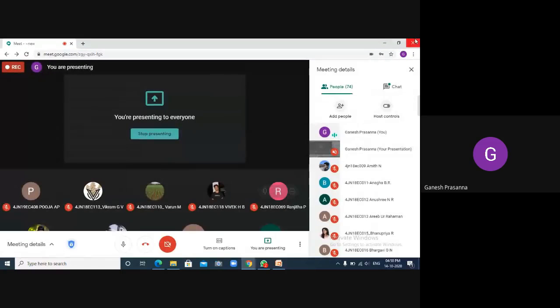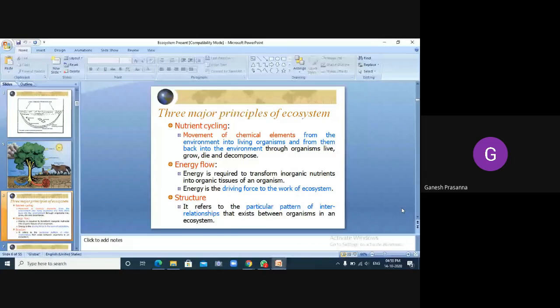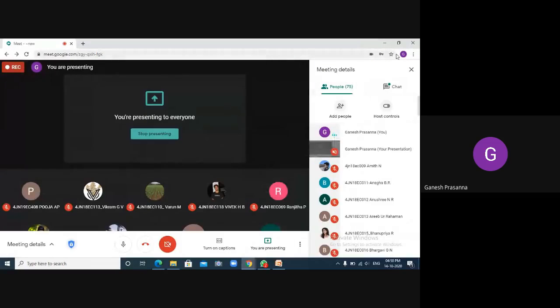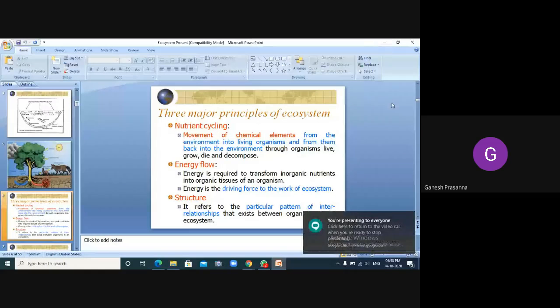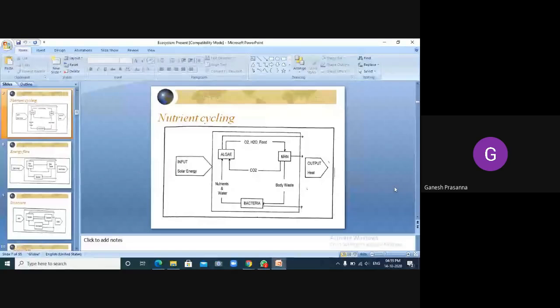Now for example, if there are a lot of mice or rats present in the environment, that always disturbs the paddy fields. But the snakes are dependent on the rats and other organisms. So if we kill snakes, the environmental balance will not be maintained. In order to maintain the environmental balance, the snakes as well as the rats have to be maintained. Clear? So then coming to nutrient cycling, how exactly does this nutrient cycling take place?